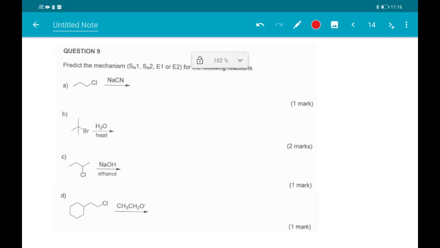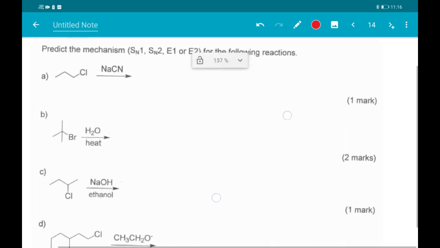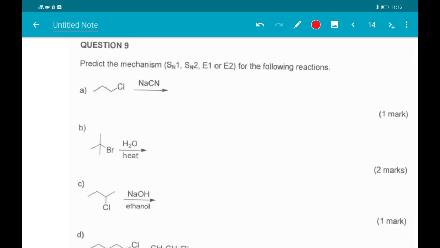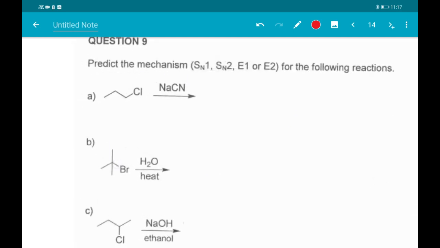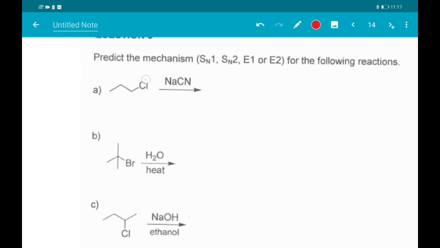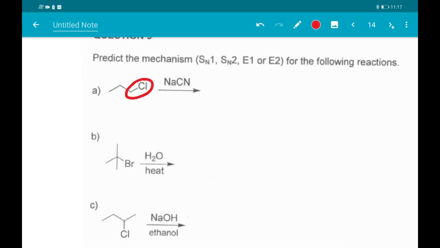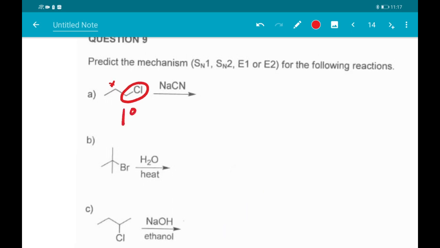Whenever we come across this type of question, always consider that we need to identify the type of alkyl halide first, and also the type of nucleophile and base that we're using. For the first question, we are using 1-chloropropane. If we draw back the structure, it will look like this. This is the C-X here, and the C-X is only attached to 1 carbon. Therefore, this is primary. Again, a primary alkyl halide will prefer the SN2 reaction.